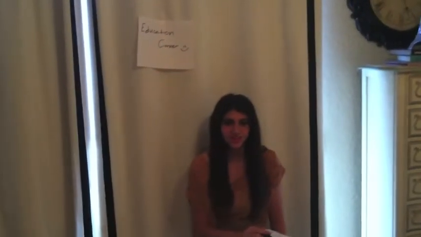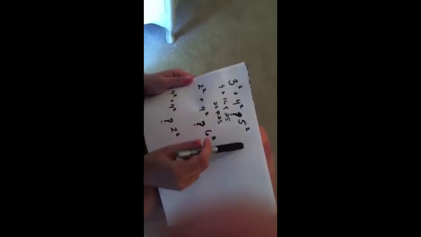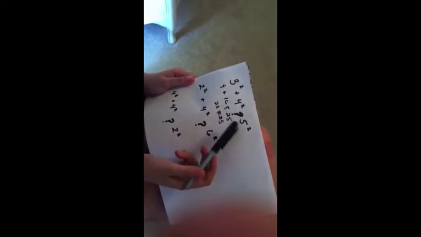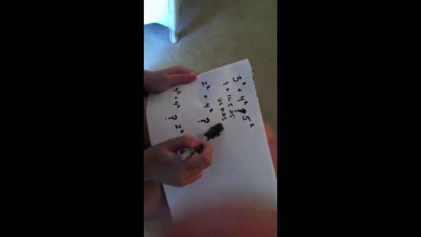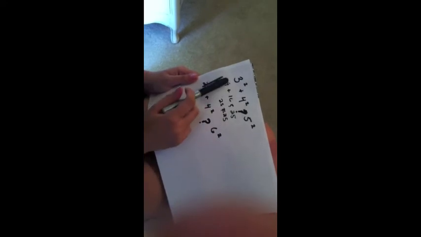Welcome to Education Corner. Today we will be learning the Pythagorean inequalities theorem. 3 squared is equal to 9, plus 4 squared is equal to 16, and 5 squared is 25. And when you add 16 and 9, it's 25. So these are equal, which would make this a right triangle. And it is also a Pythagorean triple.